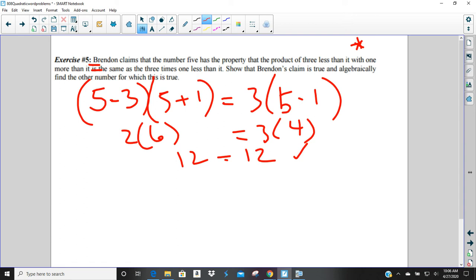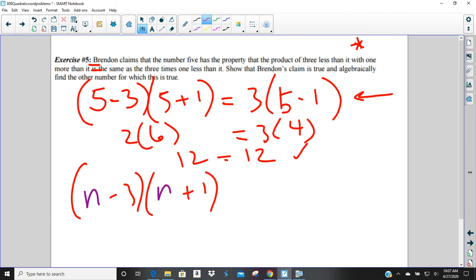So how can I make this true, and what's the other number to make it true? So I'm going to replace the 5 with an n. So every place here I have a 5, I'm going to replace it with an n. So I'm going to get n minus 3 times n plus 1, and that equals 3 times n minus 1.